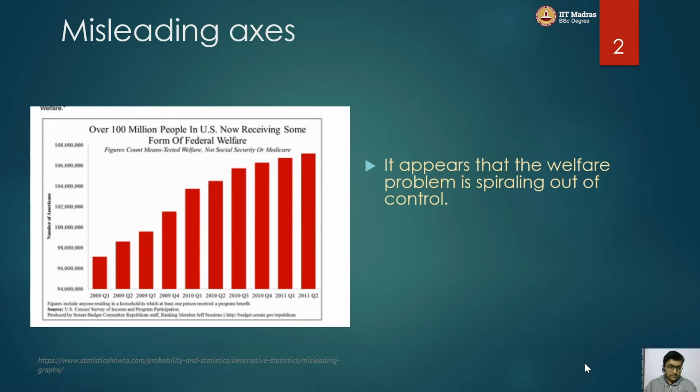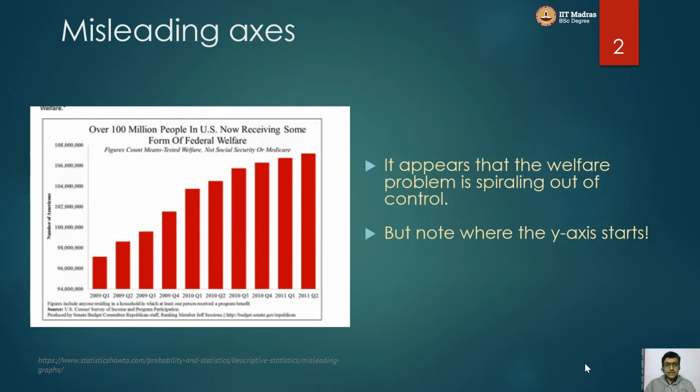However, here's the catch. Just look at the y-axis. You can see that the y-axis actually does not start from zero. So the range of y-axis values are between 94 million and 108 million, and this is not a very big range. So if you plot these data in a bar chart where the y-axis starts from zero, the length of all these bars also will be of similar height. So that means the problem is not that worse.